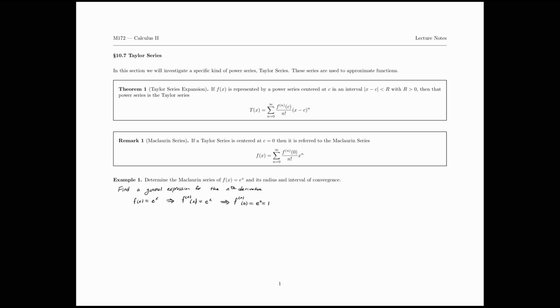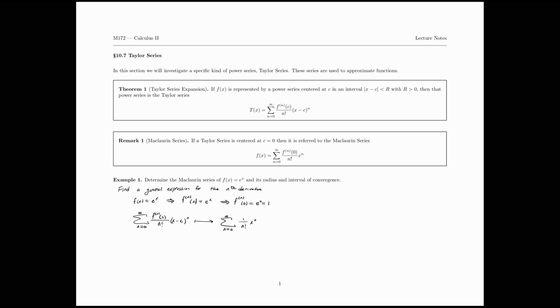So our Maclaurin series for e to the x centered at x equals 0. Remember, our Maclaurin series is the nth derivative evaluated at the center divided by n factorial times x minus our center to the nth power. Well, for us, this becomes, well, we found this numerator. That's equal to 1. So our numerator becomes 1. Our n factorial stays there. And then, since c is 0, we just have x to the n.